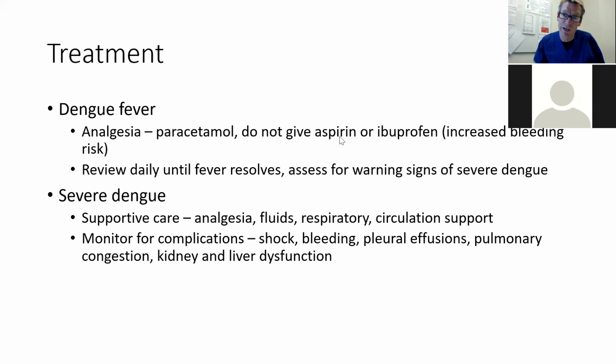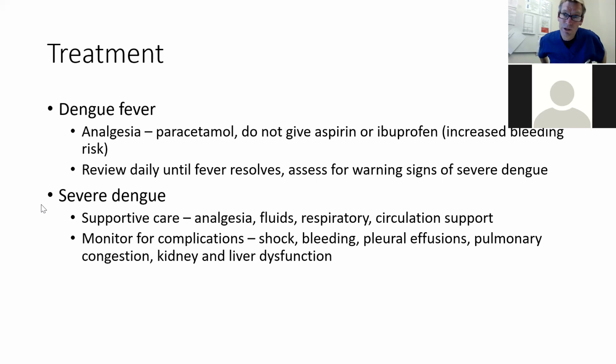It's best not to give aspirin or non-steroidal anti-inflammatory drugs, because they can increase bleeding risk, because they impair platelet function. Paracetamol's fine, but not aspirin in children with dengue, or Nurofen, ibuprofen, or indomethacin. Don't give those drugs to lower the fever, because they may increase the bleeding risk. You should review them every day.